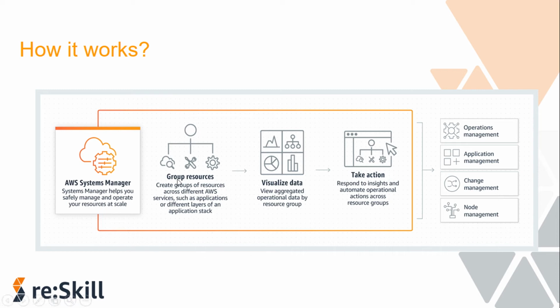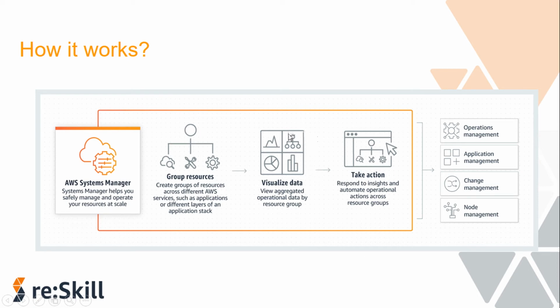Then what you do, you create groups of resources across different services of AWS or applications or different layers of the application stack, which you want to be managed, configured and updated by Systems Manager. Once they are grouped depending on your different use cases and requirements, you visualize the data from it. Then you view the aggregated operational data by the resource group. Whatever you have grouped the resources into multiple groups, you visualize the data from that.